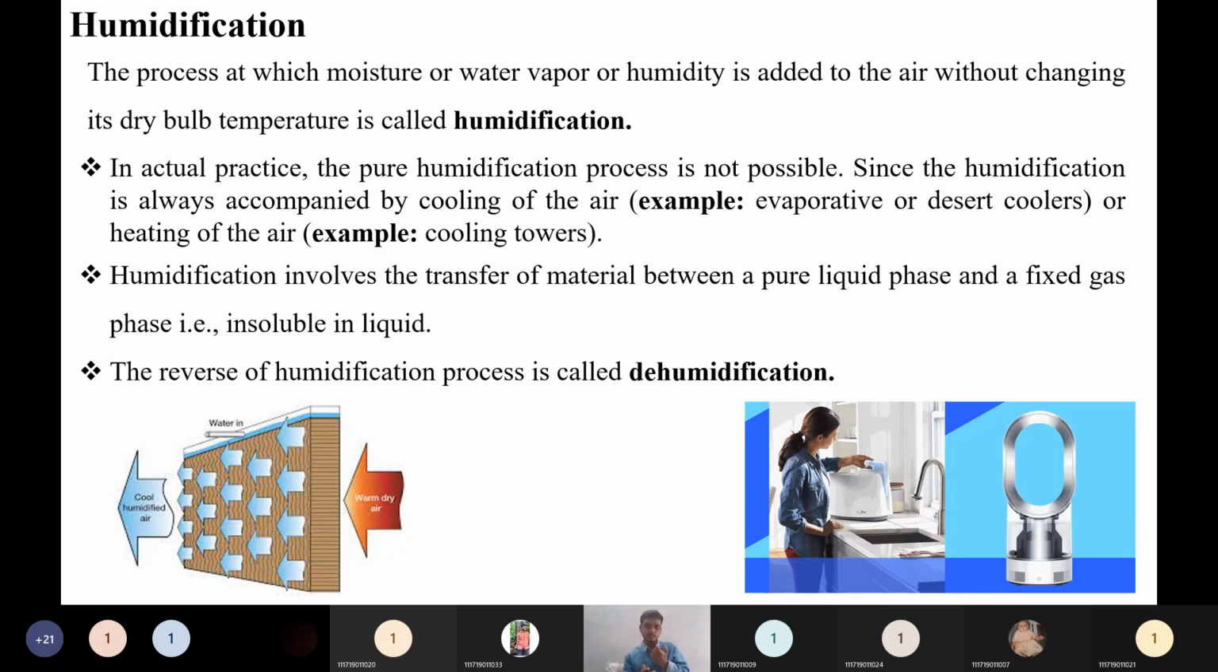So first, what is this wet bulb temperature? What is this dry bulb temperature? We will be seeing now. So the process of addition of moisture or water vapor or humidity to the surrounding air without changing its dry bulb temperature is called humidification. In actual practice, there is no pure humidification. Humidification is always accompanied with cooling or with heating of the air. Air has to be cooled or air has to be heated.